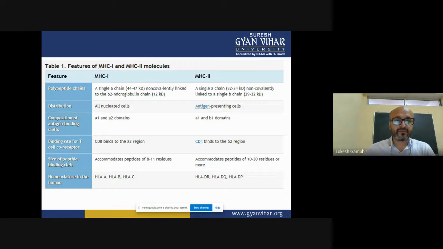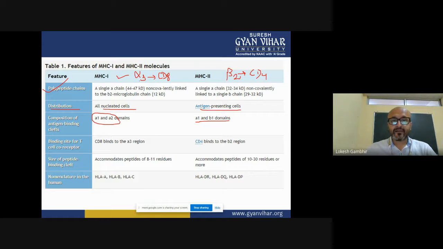So let's talk about the MHC1 and MHC2 molecules, a comparison kind of chart. We already understood the composition in terms of polypeptide chain. We know the distribution now, nucleated cells and APCs. The composition of the antigen binding cleft is the alpha 1 and 2 domains in MHC1 and the alpha 1 and beta 1 domains in MHC2. Then binding to the T cell co-receptor: in class 1, the alpha 3 region is specific for CD8 binding. And in MHC class 2, the beta 2 region is specifically for the CD4 molecule, the T helper cells.